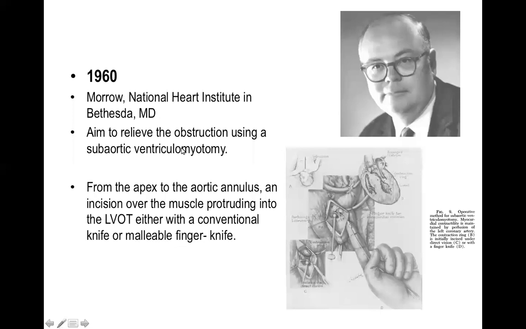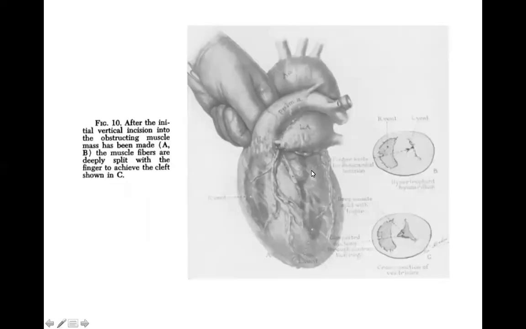After that, Morrow in 1960 at the National Heart Institute in Maryland aimed to relieve the obstruction using a subaortic ventriculomyotomy without resecting any muscle. From the apex to the aortic annulus, an incision was made over the muscle protruding into the LVOT, either with a conventional knife or a malleable finger knife like this. With the finger, the muscle fibers split to create a little split to allow the ventricle to accommodate the blood.